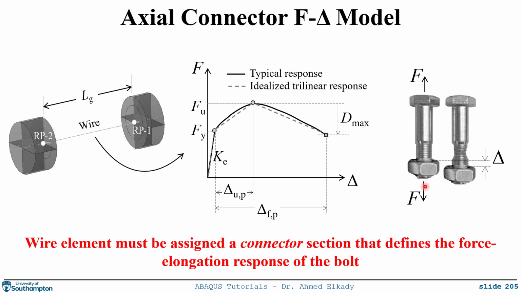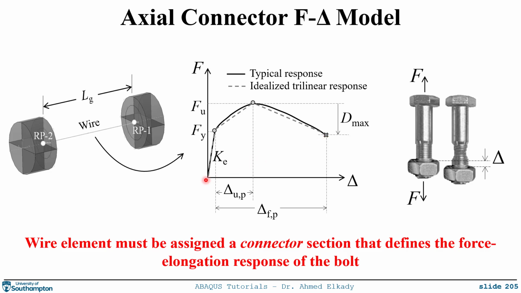If you have a bolt, you apply a force F, the bolt will elongate as shown over here by delta, and eventually it will fail after necking in the threaded portion. In this force elongation plot, the solid black line shows you the typical nonlinear behavior of the bolt. You can idealize this using a tri-linear response, which is what we are going to do in this tutorial.